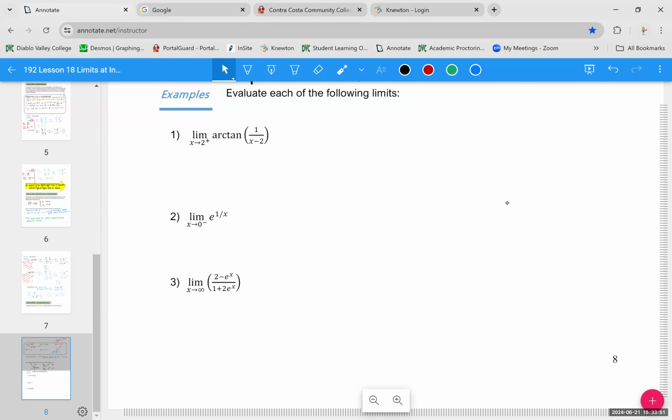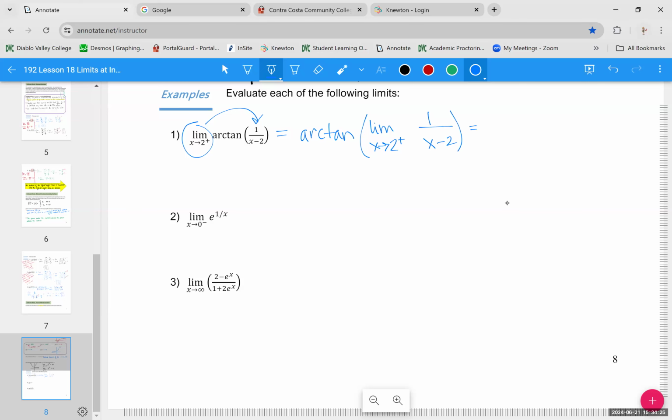So let's just go ahead and tackle each one. They're all just a little different. There's not a direct method. You kind of have to just use your knowledge of the functions and your limit laws. So for example, in the first one, we have the limit of a composition. So I can actually take this limit into here first. So I'm going to do arctan of the limit as x approaches 2 from the right of 1 over x minus 2.